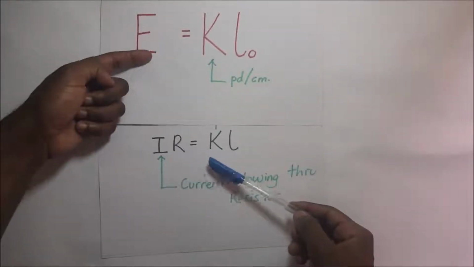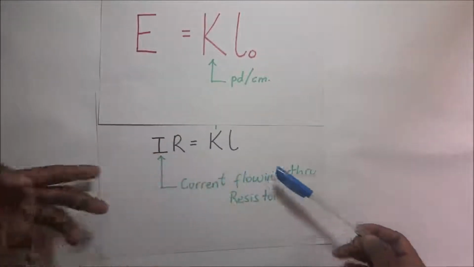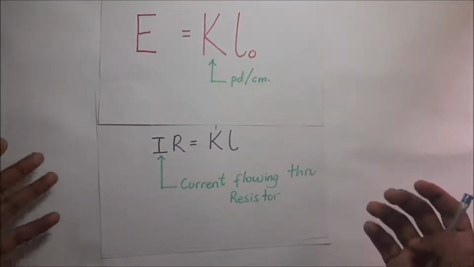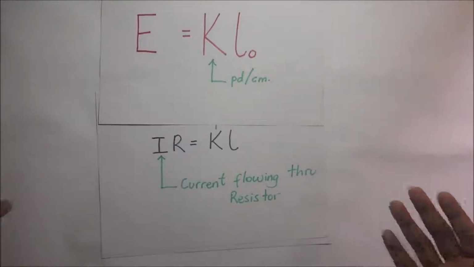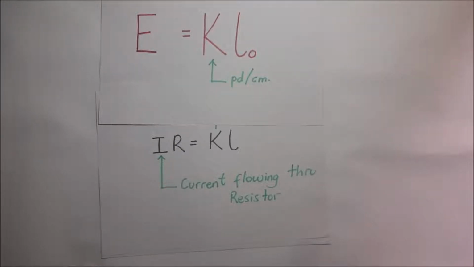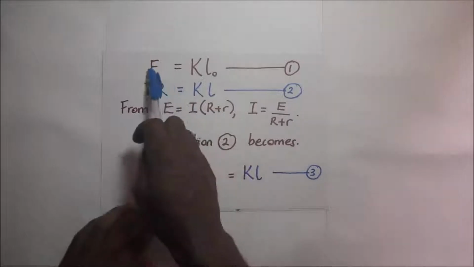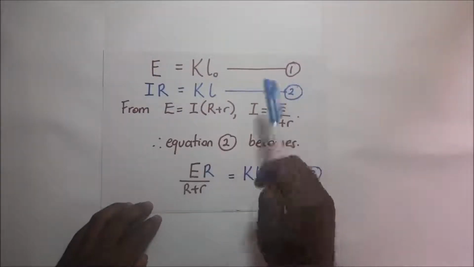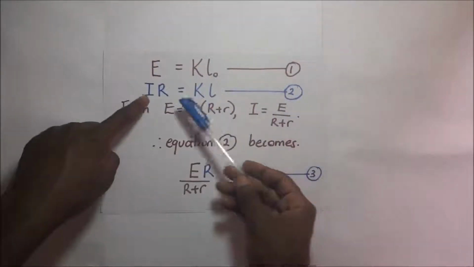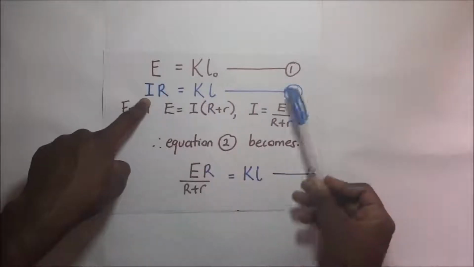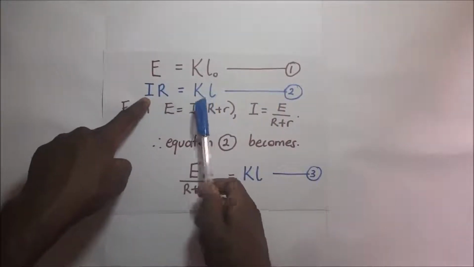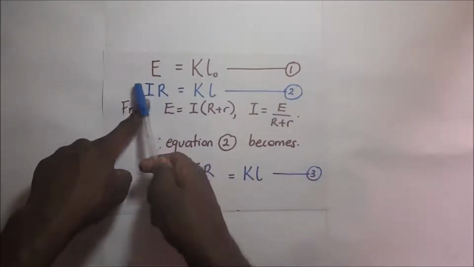So these two expressions, the first one and the second one, are going to be our basis to explain the theory that helps us to get the internal resistance of the cell. These are our two equations. This is the first one, and that's the second one, like I showed you earlier. Looking at this second equation, IR is equal to K times L. Now remember, this is coming from the secondary circuit.